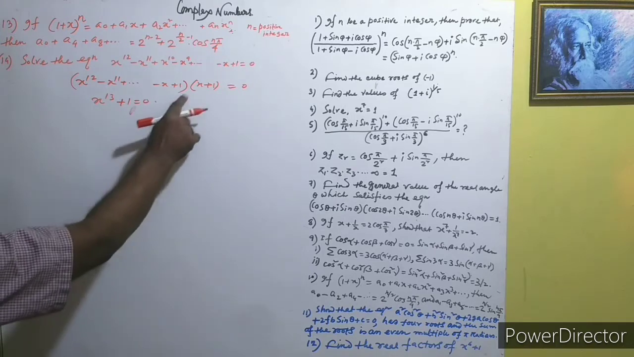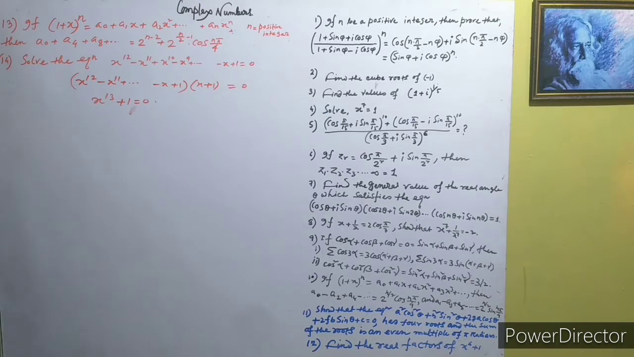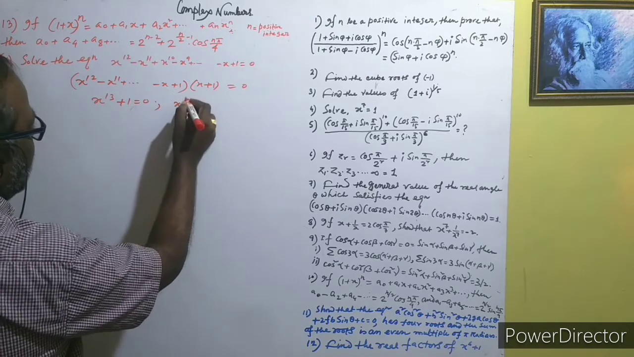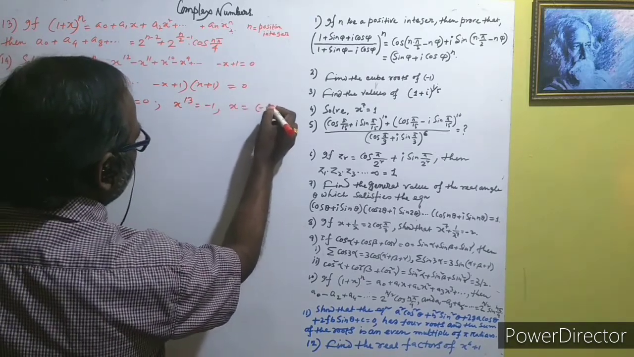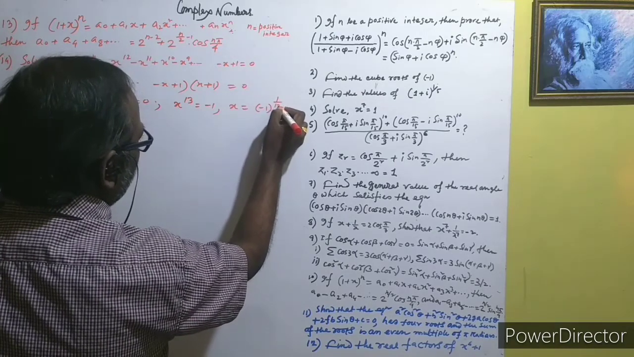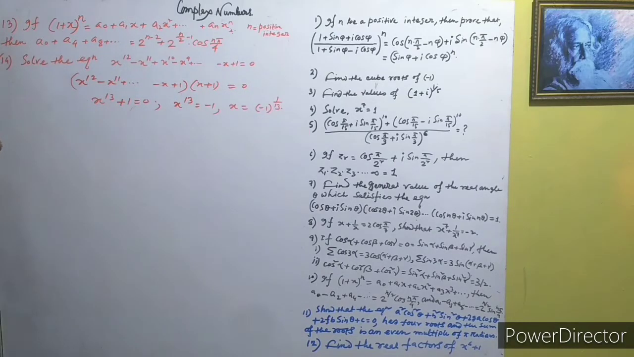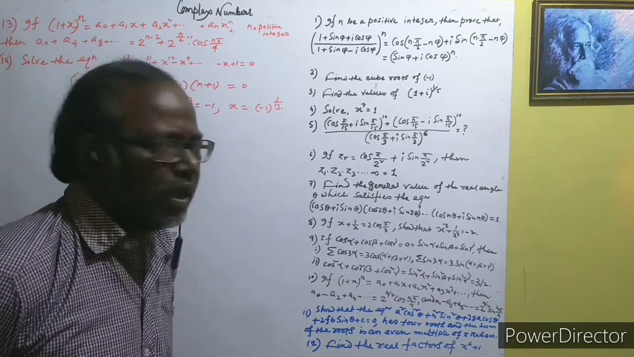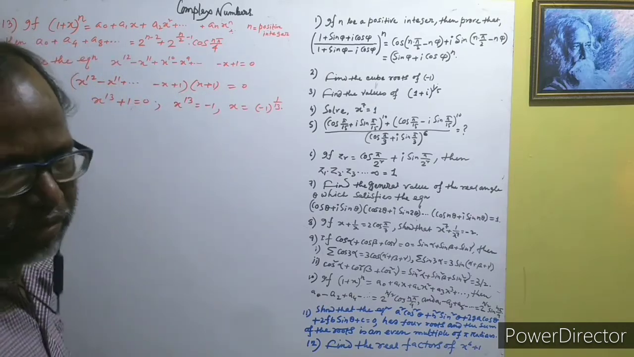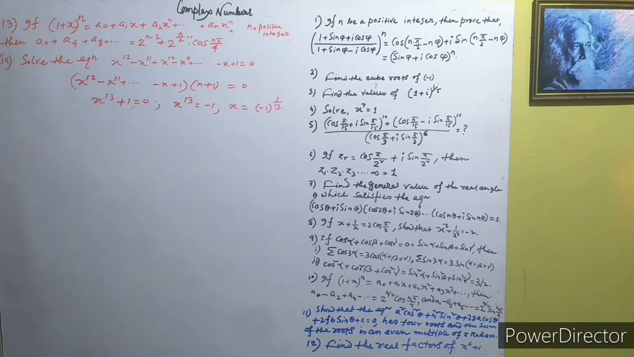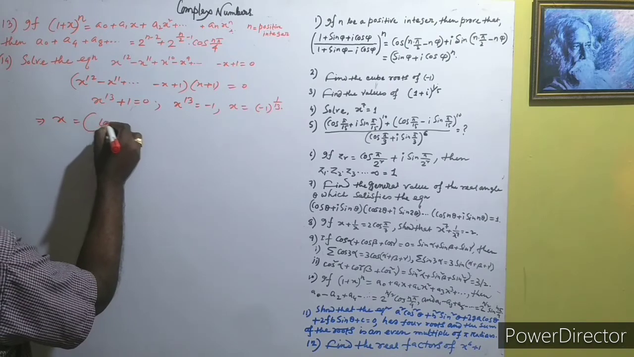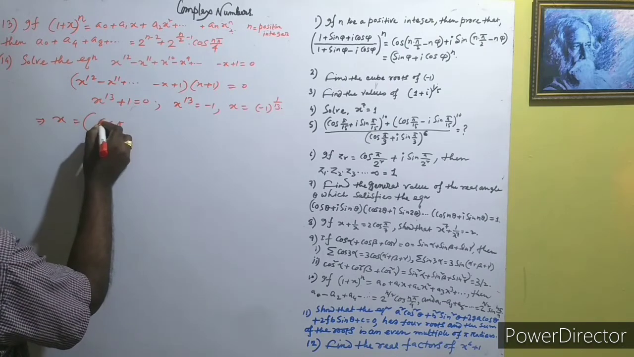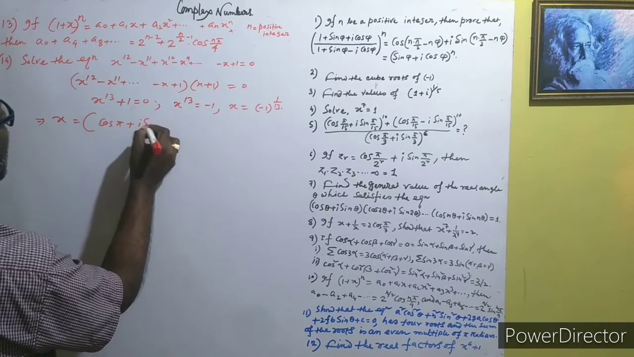Now multiply by the factor x plus 1, then you get x to the power 13 plus 1 equal to 0. Solving from that, x to the power 13 is equal to minus 1, so x is minus 1 whole to the power 1 by 13. As the power is a fraction, 1 by 13, we get 13 solutions. In place of minus 1, that is cos pi plus i sin pi.